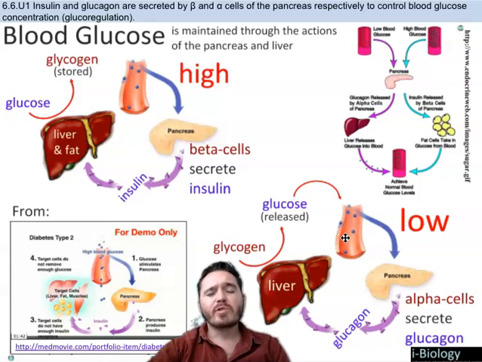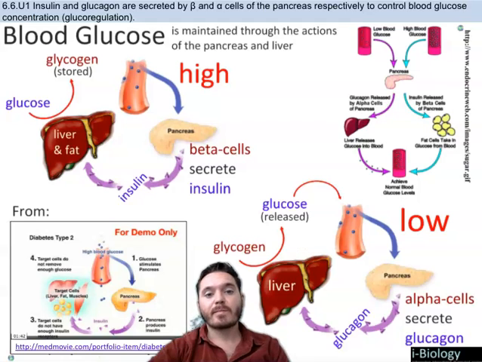So if there's low blood glucose levels, then your pancreas, which is monitoring it with its beta and alpha cells, the alpha cells are going to be able to notice that there are low blood glucose levels. It's going to then secrete glucagon into the bloodstream. Glucagon gets secreted into the bloodstream, and its target cells are the same target cells for insulin, but it's going to have the opposite effect.